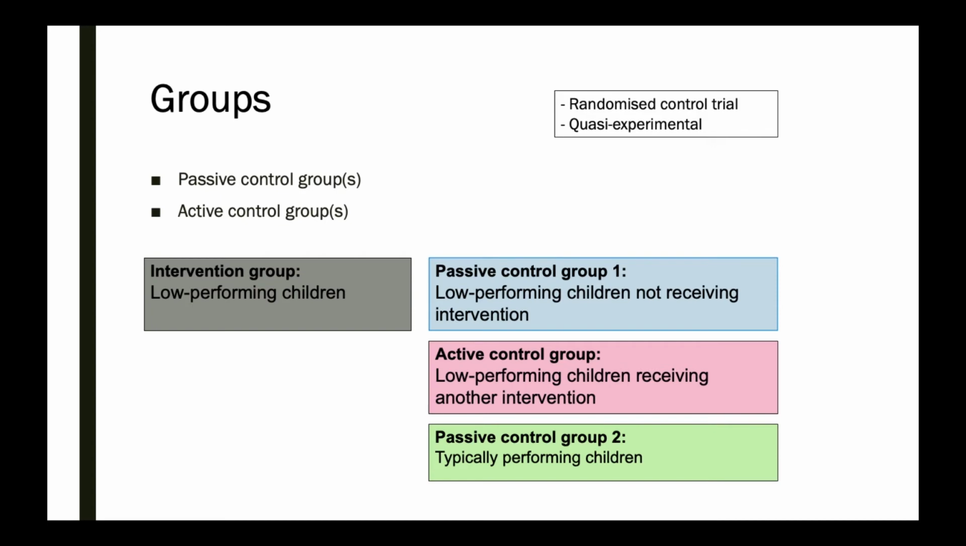Most often we have passive and active control groups in addition to the target intervention group. For example, as in the pictures, we might have the intervention group consisting of low-performing children that receives our math intervention program. Then we might have a passive control group, also with low math skills, but they do not get any intervention. Then we might have an active control group, again low-performing children in math, but they, for example, receive another type of math intervention, or maybe a reading intervention. And then, to be able to see if the low-performing children catch up with their peers after the intervention, a group of typically performing children is also included in the study.